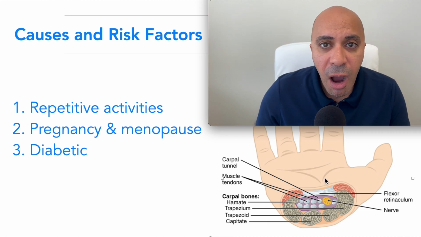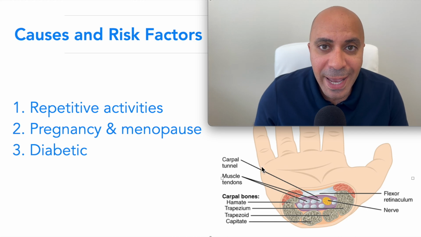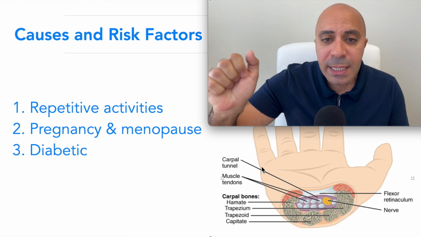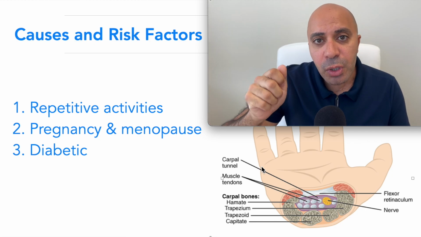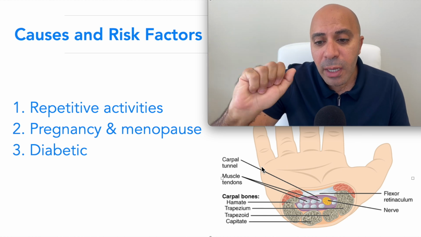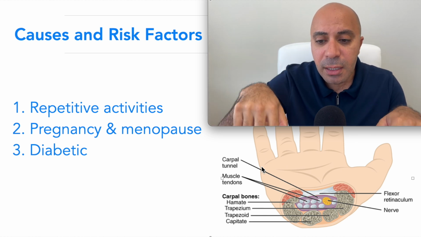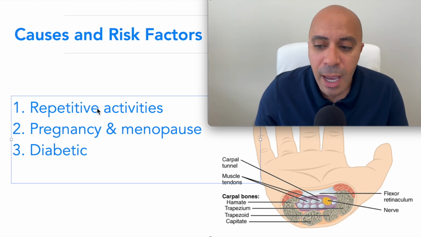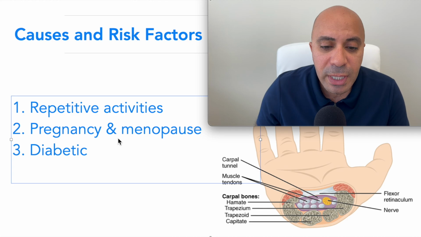The first cause and risk factor is repetitive activity, including a lot of typing, a lot of movement like this, like construction work using a hammer, or any motion that requires a lot of this movement, a lot of typing, or moving the wrist. That is a very common risk factor and cause for carpal tunnel.